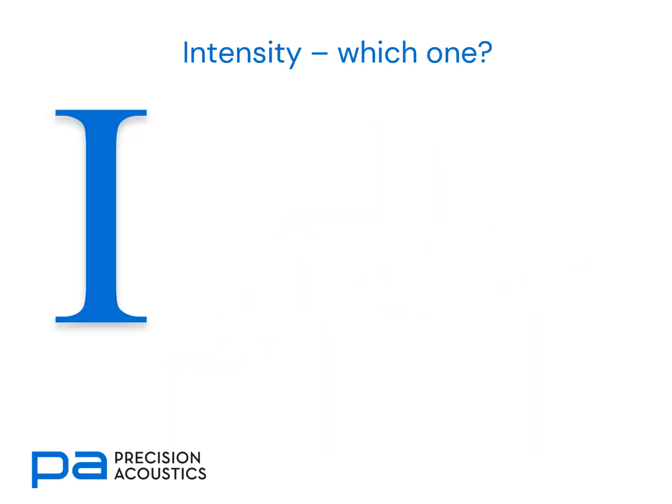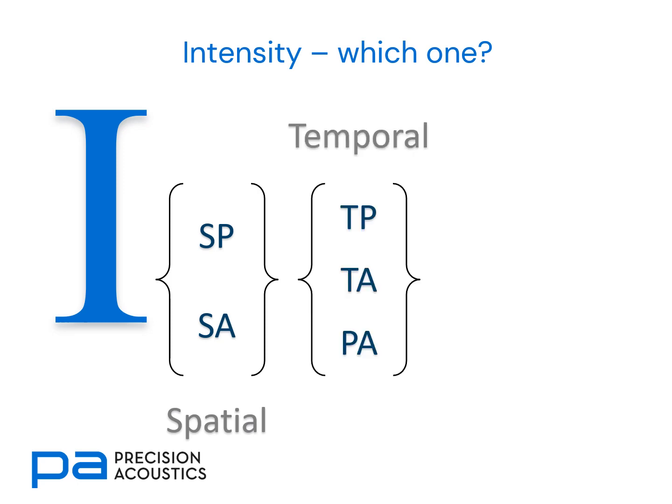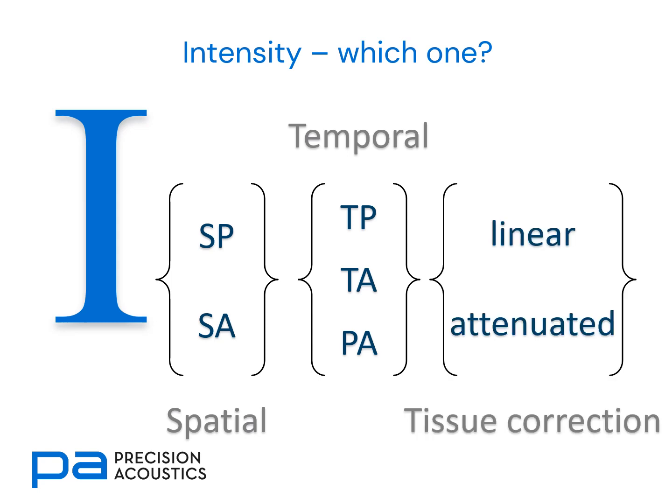So when we're talking about intensity, we really need to ask which one. We've seen that there can be spatial peak or spatial averaging intensities. They could have temporal peak, temporal average, or pulse average temporal variations. And we may look at those with and without tissue correction, so they could be linear or attenuated. And we can have any combinations of all three of these: spatial, temporal, and tissue correction factors.